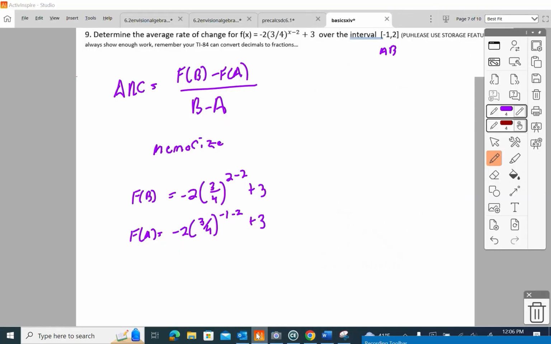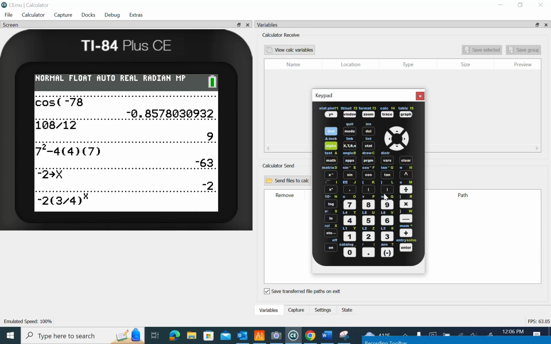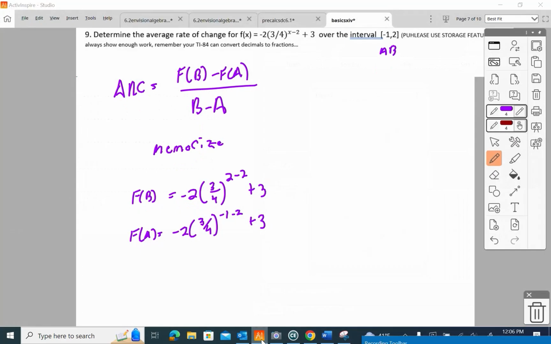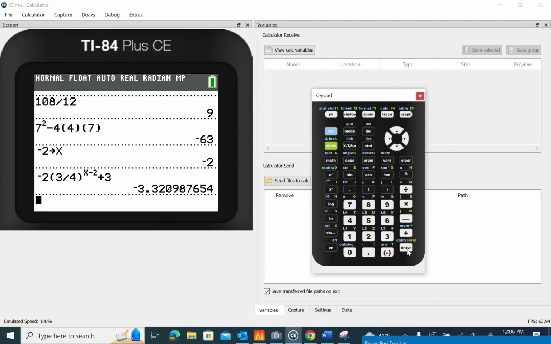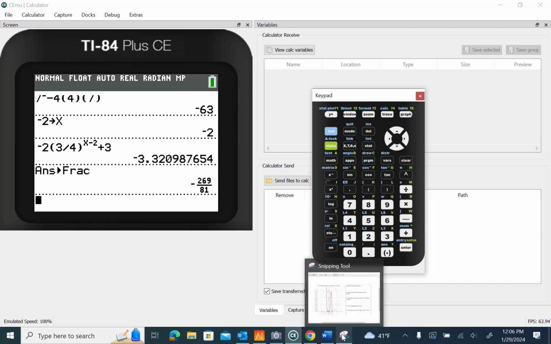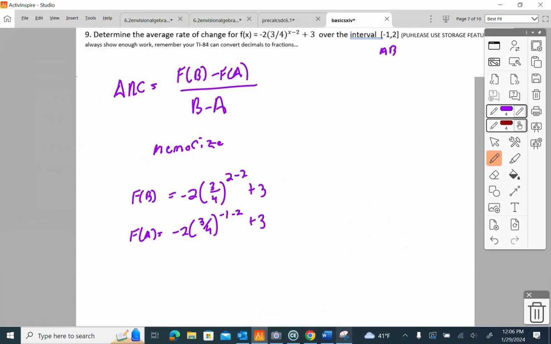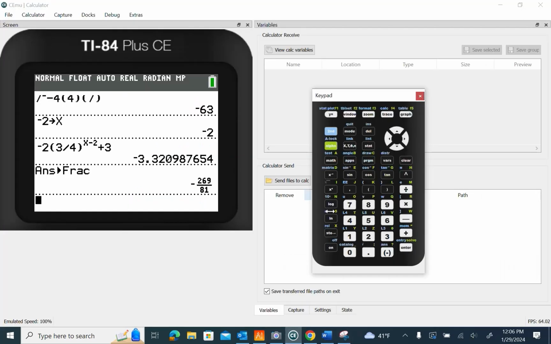My equation was -2 times 3/4 with an exponent of x minus 2. Then I'm pretty sure it was plus 3. Yeah. So when I plug in negative 2, I get this funky looking decimal. Math, answer frac. Something seems wrong about that. That or I did it wrong this morning. Oh, because I'm an idiot. I wasn't supposed to use negative 2. I was supposed to use 2. There we go. Let's fix that.